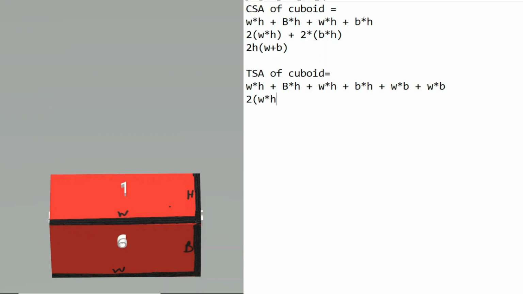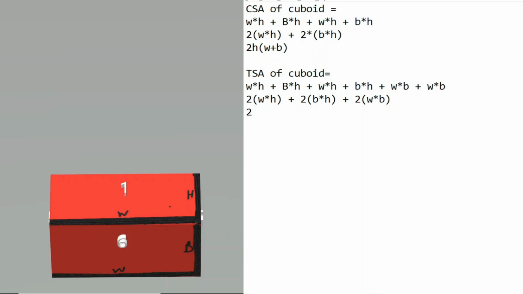So 2 times width into height, then you have 2 times breadth into height, then you have 2 times width into breadth. Now you can see in all these three terms we have just 2 as common, right? We have width in this term, but we don't have width here. We have breadth here, but we don't have it here. We have height in the second term, but not in the third term. So there is only 2 common in all these three terms.